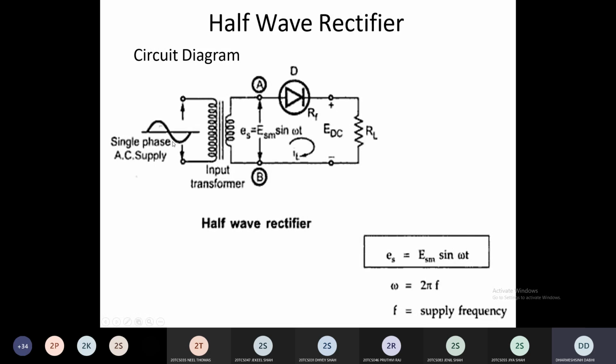Okay? When the negative half cycle starts after pi degrees, what will happen? Your upper terminal becomes negative because the supply has changed polarity. So the secondary side polarity is also changed.